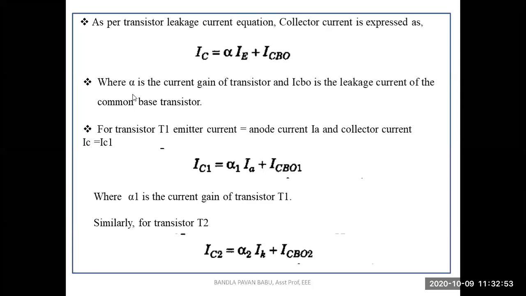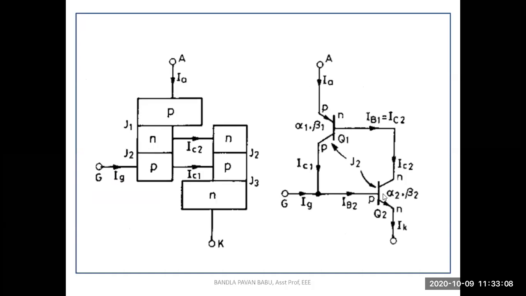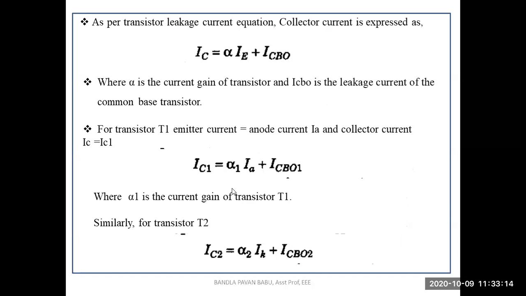Where alpha is the current gain, and ICBO, as mentioned, is the leakage current of the common base transistor. Now this equation is similar for both the transistors, that is Q1 and Q2, or T1 and T2. The same equation is used for these two transistors also.